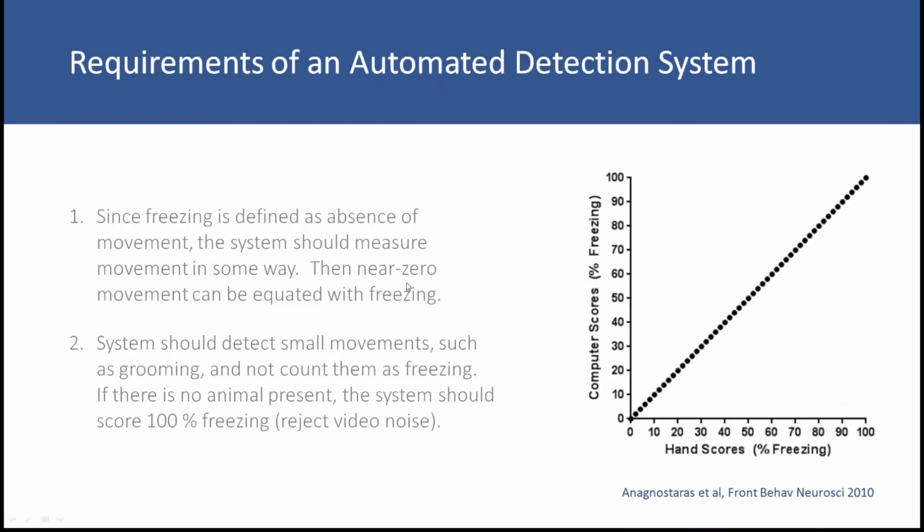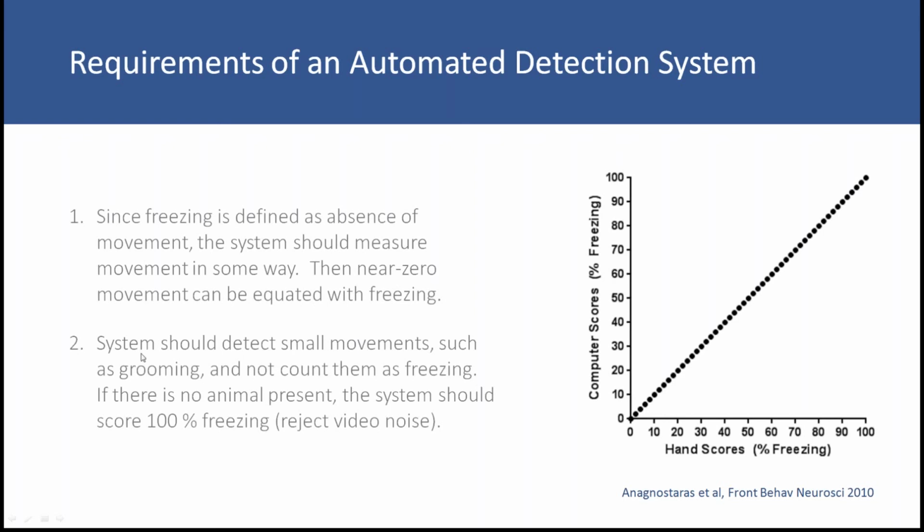So in the paper with Dr. Anagnostaras, we made some assumptions and set some premises that we were trying to follow, and those are shown here. Since freezing is defined as the absence of movement, the system should measure movement in some way. We have to be measuring movement and determining if the animal is moving or not moving. Near zero movement levels would then be equated with freezing.